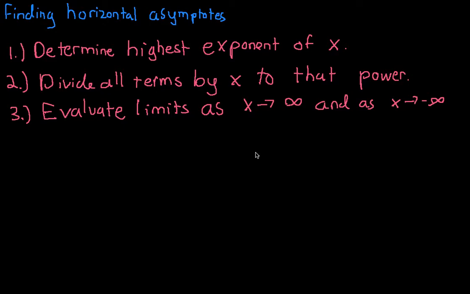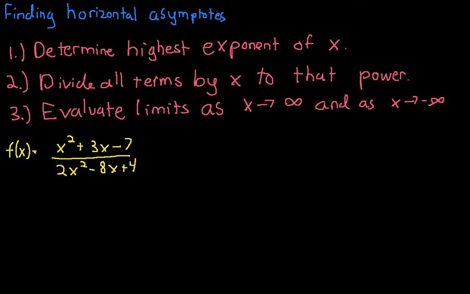Step two, divide all terms by x to that power. Again, that'll make more sense when I show you in a second. In step three, evaluate the limits as x approaches infinity and as x approaches negative infinity to determine your horizontal asymptote. So let's go ahead and start with a function. Let's go with the function f of x equals x squared plus 3x minus 7 over 2x squared minus 8x plus 4.